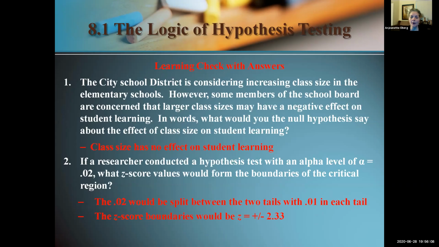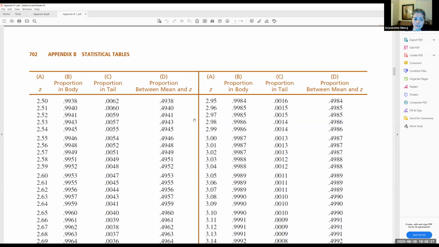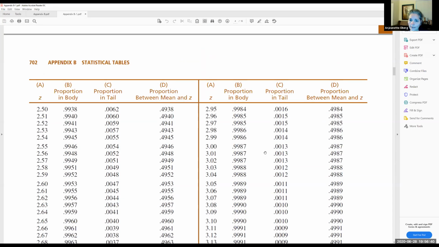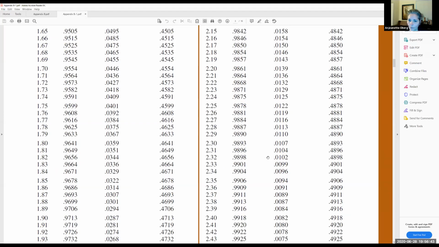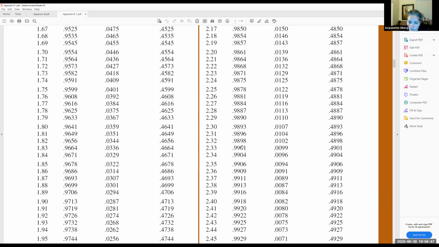If a researcher conducted a hypothesis test with an alpha level of 0.02, what z-score values would form the boundaries of the critical region? What we have to do here is go to our alpha level. If it's a two-tailed test, and it's 0.02 together, then it's only 0.01 on each end. So we have to look up the proportion in the tail at 0.01, and that's going to be right here, 2.33. So that would be plus or minus on both sides of that distribution.